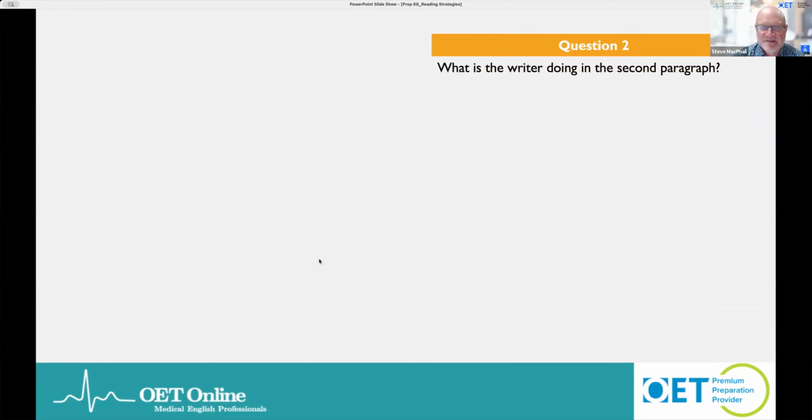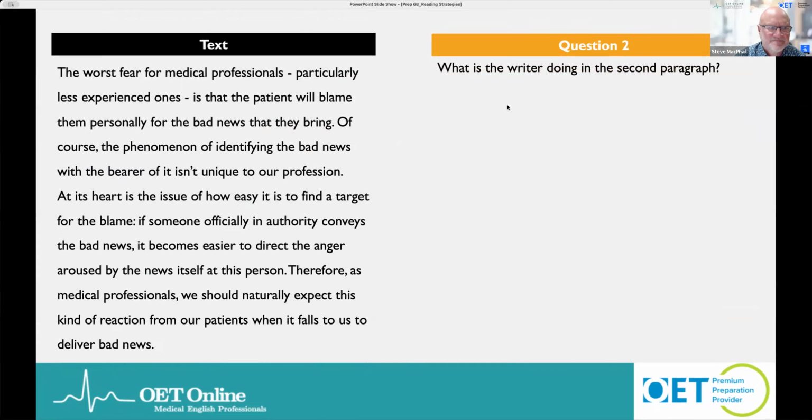So this is our part C, everyone. What is the writer doing in the second paragraph? So this is a doing word. That's important to me. What is the writer doing? Now we read it, particularly in part C. So let's read it together to understand.